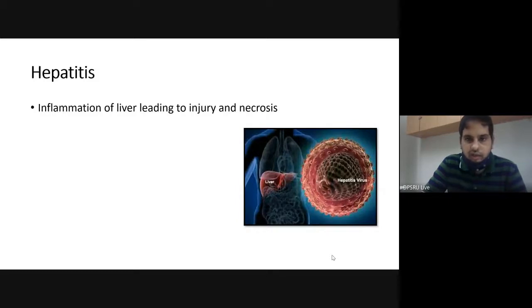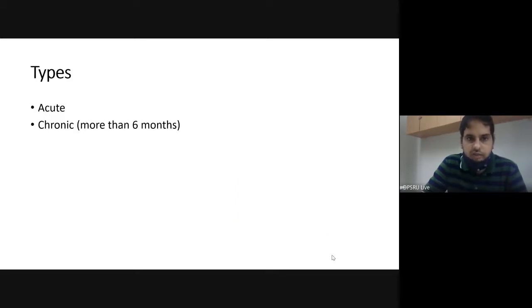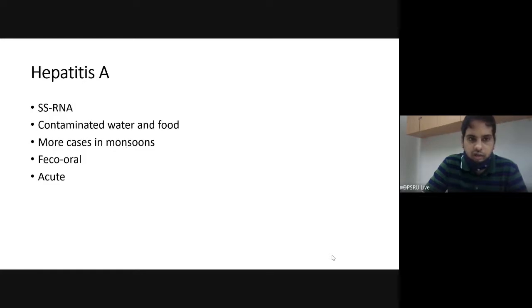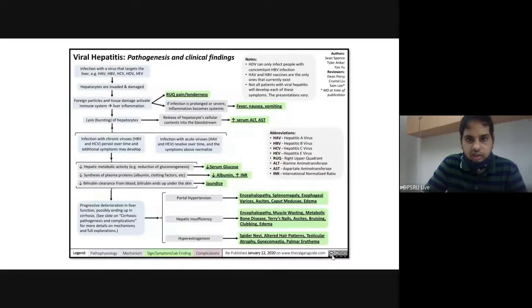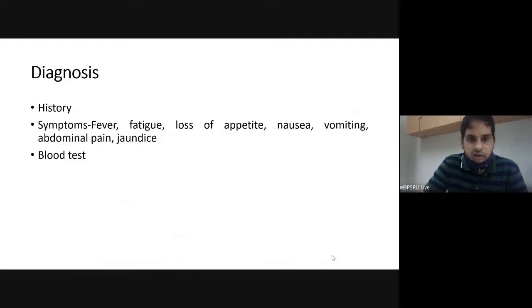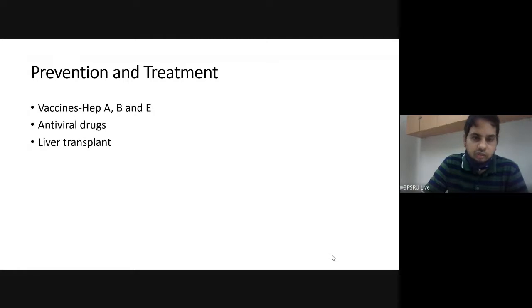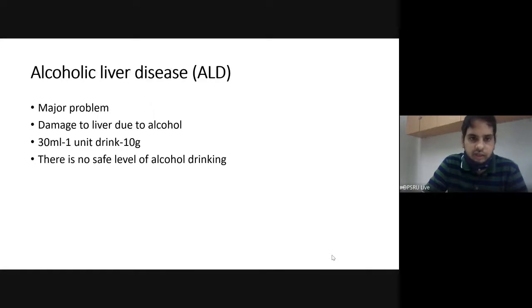We have covered hepatitis, and in hepatitis what are the different types of hepatitis, what is the etiology of hepatitis, different types of hepatitis A, B, C, D, E, and what is the pathogenesis, how the virus enters the body, and after entering the body, what are the different phases, what symptoms appear in the patients, what changes happen in the blood or other biological fluids. The diagnosis, how to diagnose hepatitis, and how we can prevent hepatitis, and what treatment we can give them.